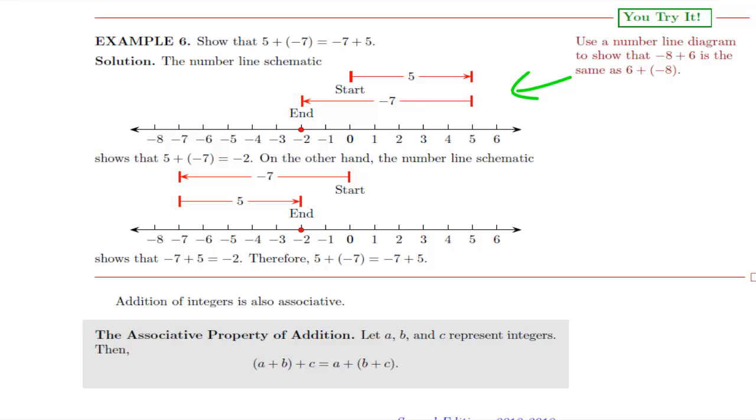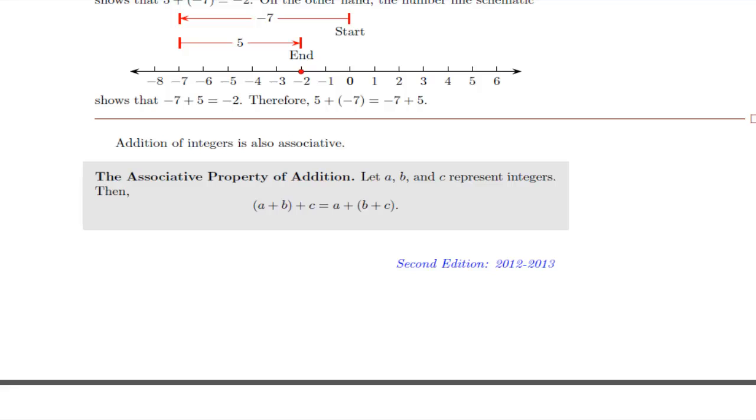Solution. The number line schematic shows that 5 + (-7) = -2. On the other hand, the number line schematic for -7 + 5 shows that -7 + 5 = -2. Therefore, 5 + (-7) = -7 + 5. Addition of integers is also associative.